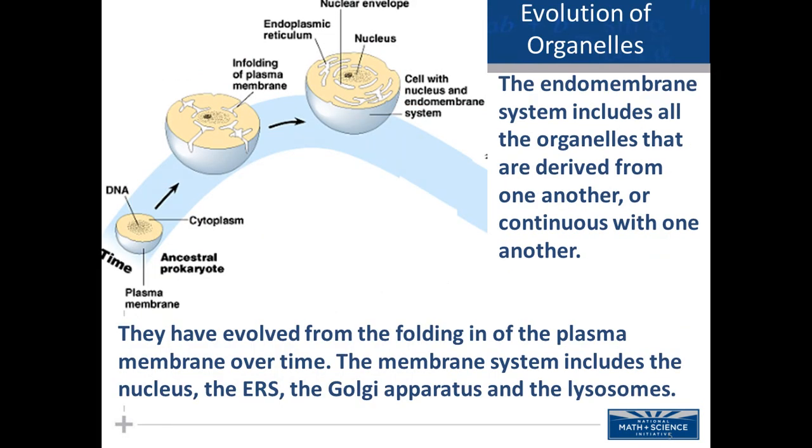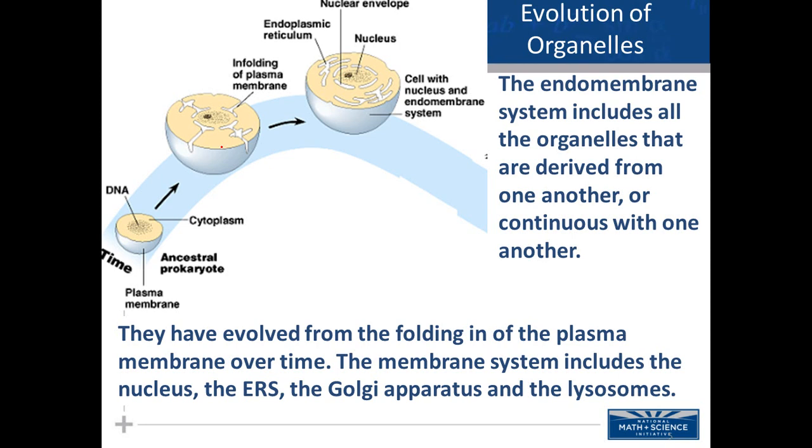Now, you might be asking, where in the world or how did these organelles evolve? One of the advantages of being a eukaryotic cell is that these membrane-bound organelles can specialize and do certain functions. So it allows you to divide the work throughout the cell. How did they ever evolve from a prokaryotic cell?